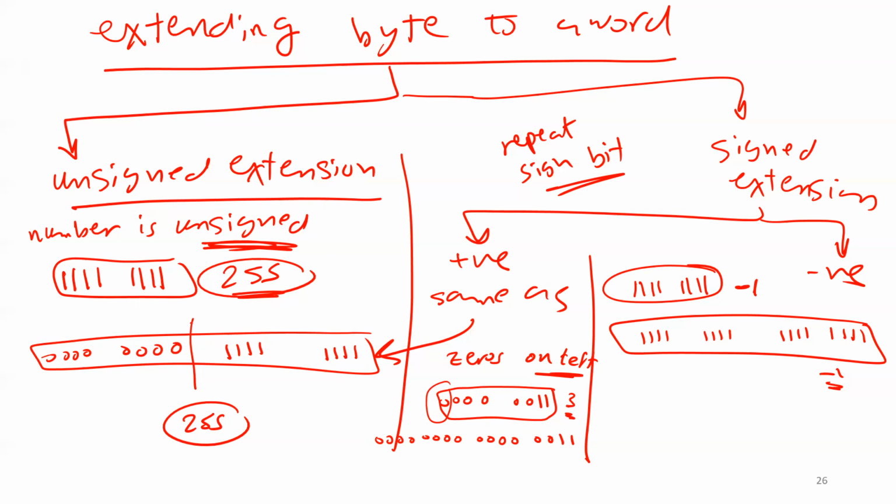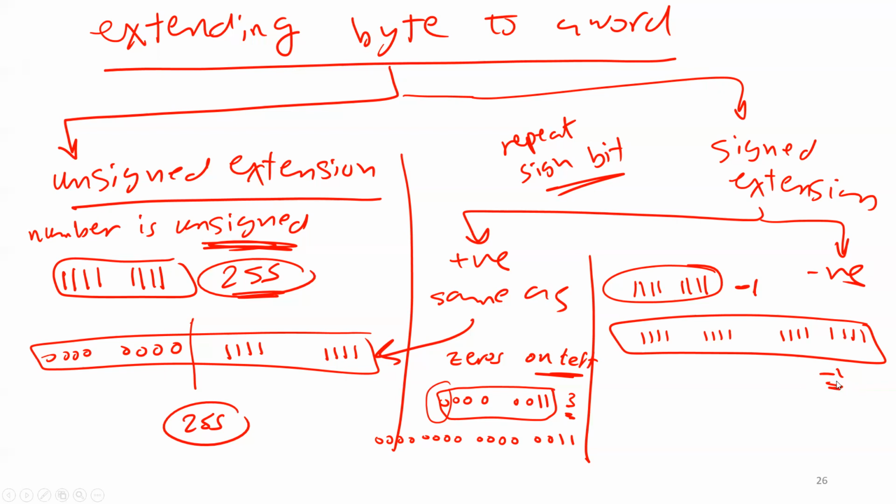However, if your number is signed, in case of a positive number, also just put zeros, and you will get the same number. I'm giving you an example here. This number is 3. If I put zeros here to store it in a word, I'm going to also get 3. So if your number is signed and positive, just put zeros. I promise you will get the same number. However, in case of a negative number, you have to put ones, because this is -1 and this one is also -1.